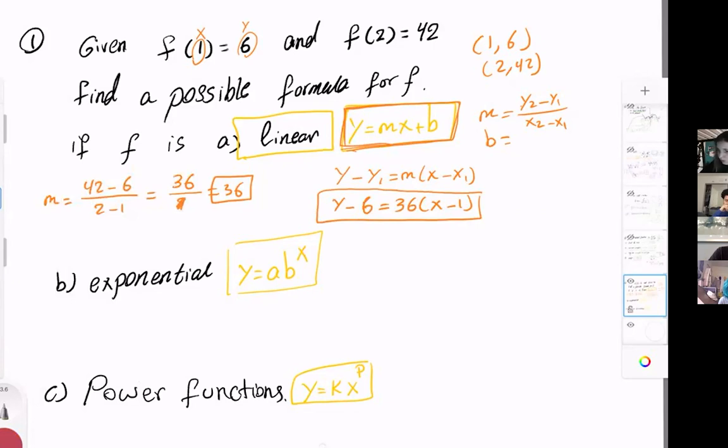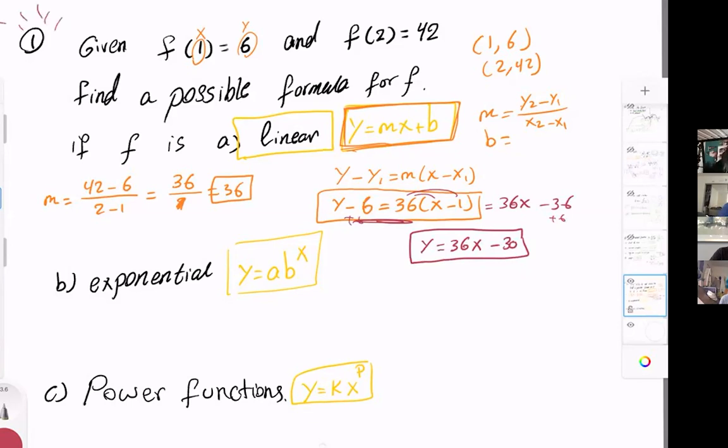All right, don't leave it like this. So you're going to multiply, it would be 36x minus 36. So y equal to 36x minus 30, because you add 6 to both sides, you get that. All right. That's actually the first question in the final exam. I put the first one.